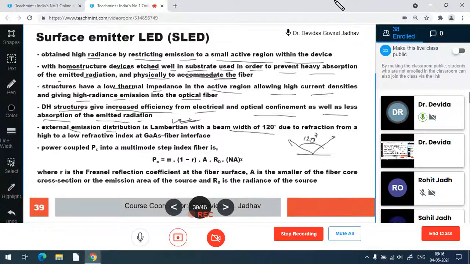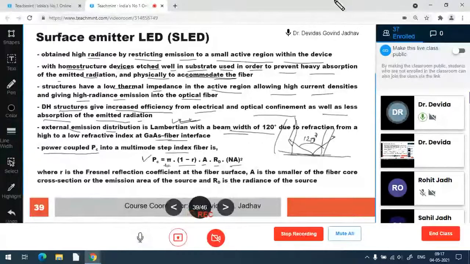Due to refraction from the high to low refractive index GaAs to fiber, it gives this width of the beam. Consider the power coupled, PC, into the multimode step index fiber. Suppose this is the surface of the SLED and there is an optical fiber. So the power coupled into the optical fiber is given as PC equals pi into (1 minus R) into A into RD into NA square. This is the formula for coupled power. What is this formula of coupled power?